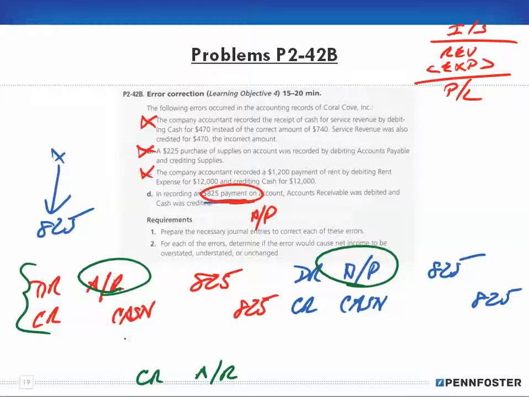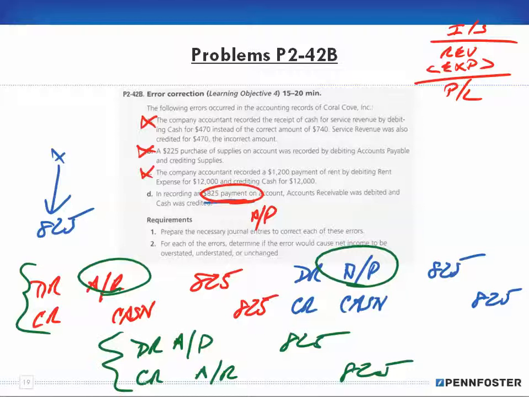In order to get rid of the accounts receivable, I need to credit the accounts receivable for $825, and that means I need to debit the accounts payable for $825, and that's my correcting entry. My cash is going to stay the same. I don't need to mess around with my cash because it's $825. The issue is my having put it into accounts receivable when it should have been in accounts payable.